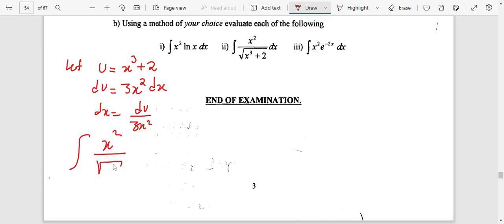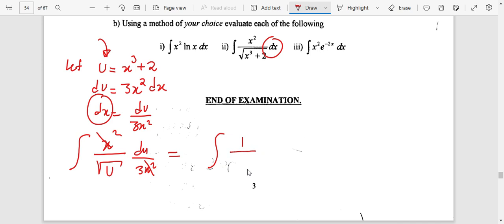But where there was x cubed plus 2, I'm going to put u, because that's what we had said here. Then where there is dx, we know dx is du over 3x squared. So this x squared will cancel with the x squared. I'm going to remain with the integral of, on top we just remain with 1, down we remain with square root of u, which I can also write as u to the power 1 over 2. We also have this 3, so I can put it in front here, and then du.